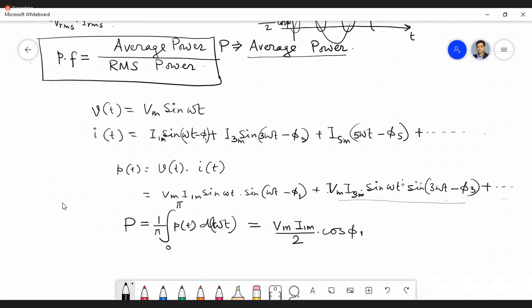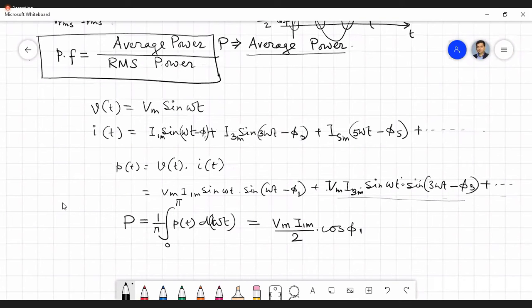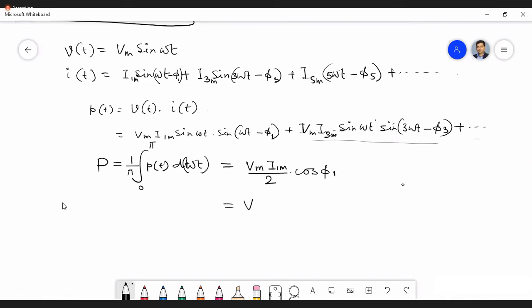Now this you can also write as Vm by root 2 into I1m by root 2, and by that you can write V I1 cos phi 1. Okay, so this is the average power.